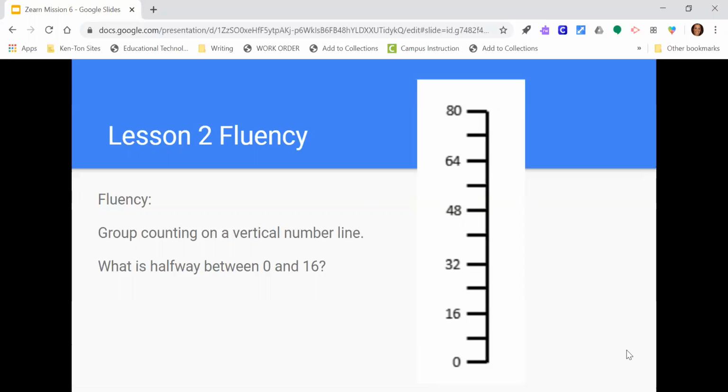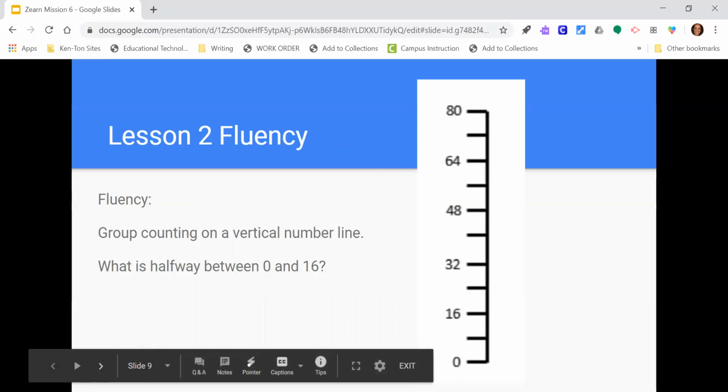So I'm going to look at 0 and 16. And I'm going to ask myself, what is halfway? I notice, and I think, 8 is halfway. That means that the skip counts are 8.